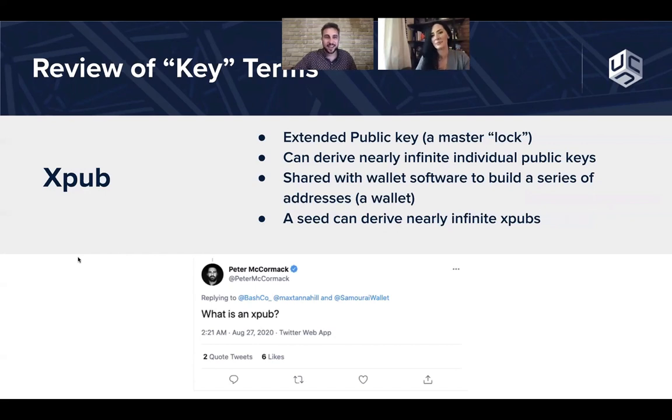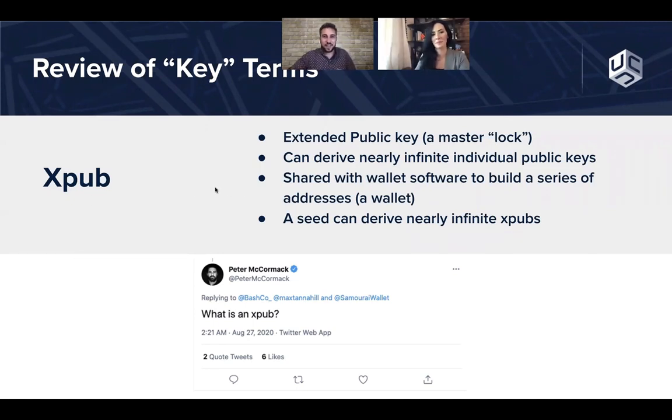What is an XPub? I wanted to include this here as well because XPubs are very important. It stands for extended public key. So if an individual public key is a lock, an extended public key is like a master lock. From the master lock, you can derive nearly infinite individual locks that you can use to build many different Bitcoin addresses, what we know typically as a wallet. So from a single extended public key, you can build a single signature wallet. When you combine multiple extended public keys, you can build a multi-signature wallet. And that's what we built when we set up our Unchained vault.